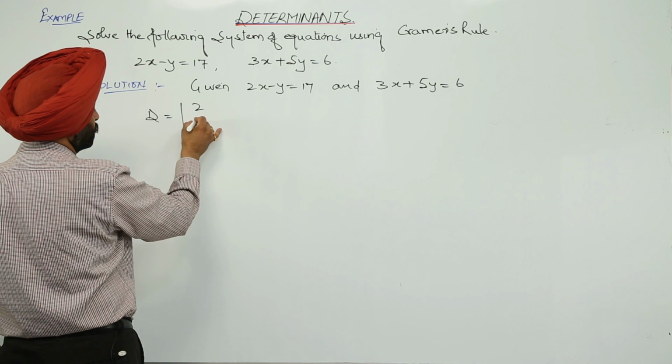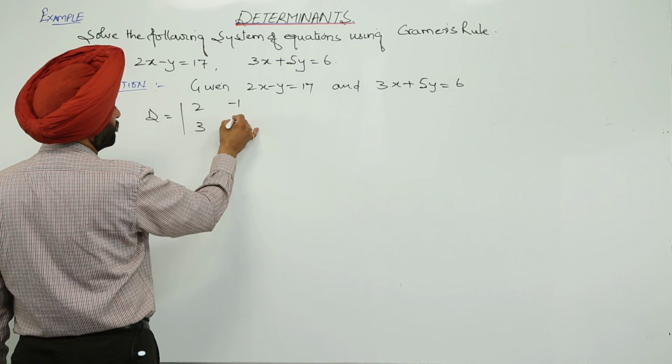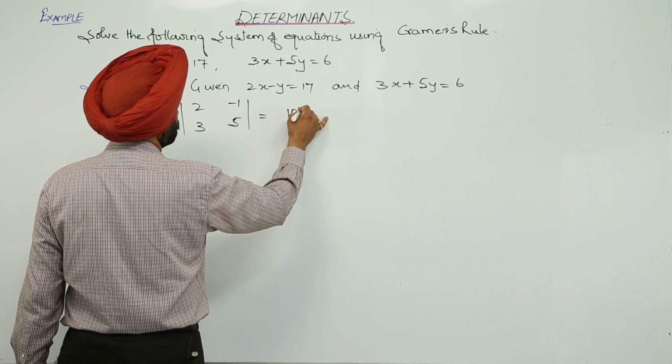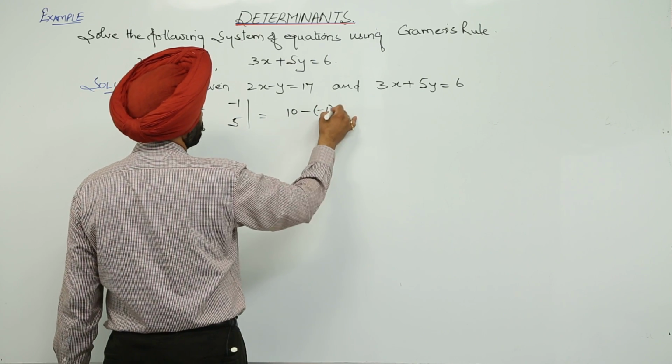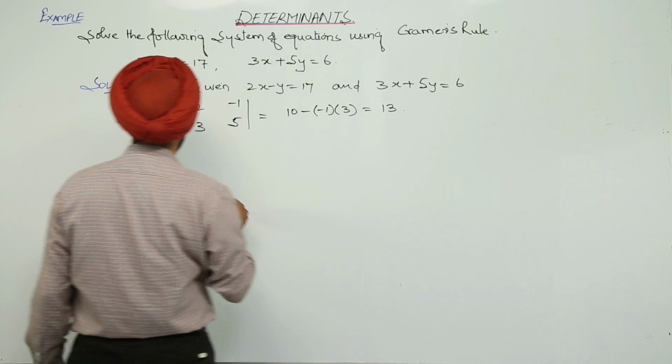Now D will be the coefficients of x and y of both the equations: 2, negative of 1, 3 and 5. Now this is equal to 10 minus negative 1 into 3, this is equal to 13.